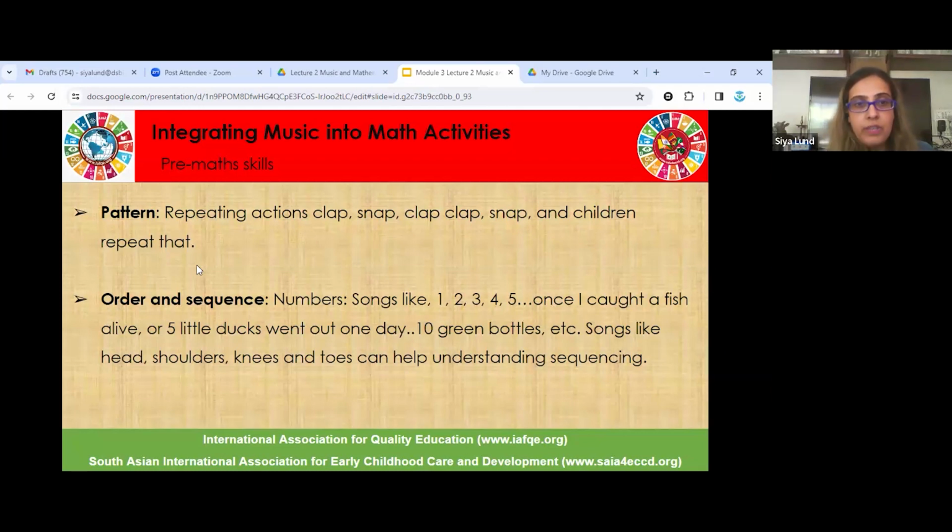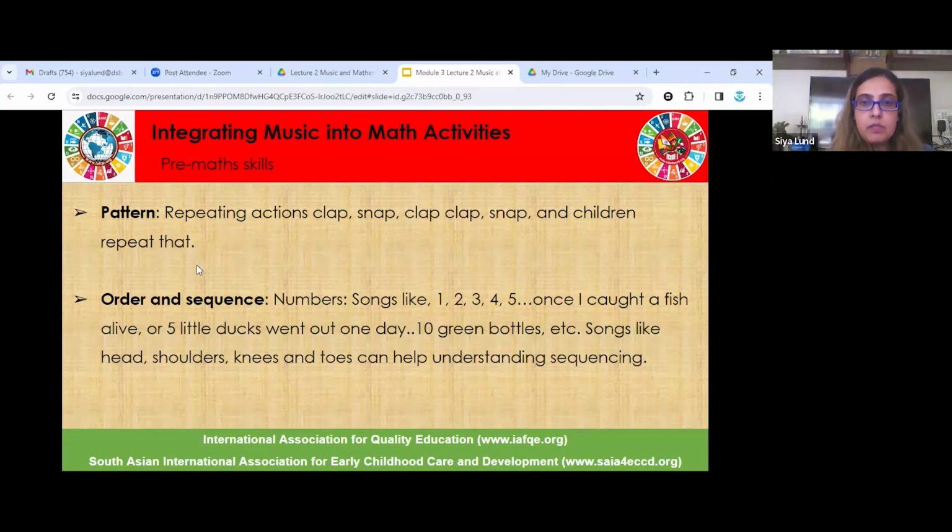And then let's see about order and sequence. So there are many songs that you can teach to teach the order of numbers, right? So you have songs like 1, 2, 3, 4, 5, once I caught a fish alive, or 5 little ducks went out one day over. So 5 little ducks, especially 5 little monkeys, talks even about backward counting and a more subtle way of teaching subtraction too. Also 10 green bottles. It starts with 10. So again, it's backward counting and subtraction.